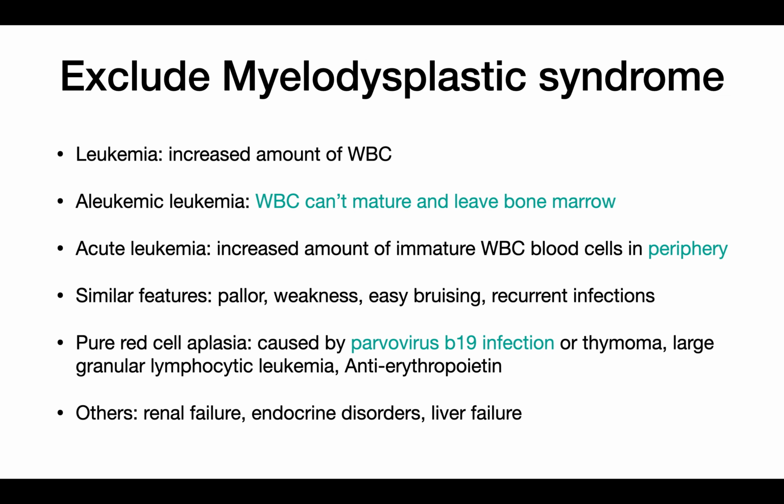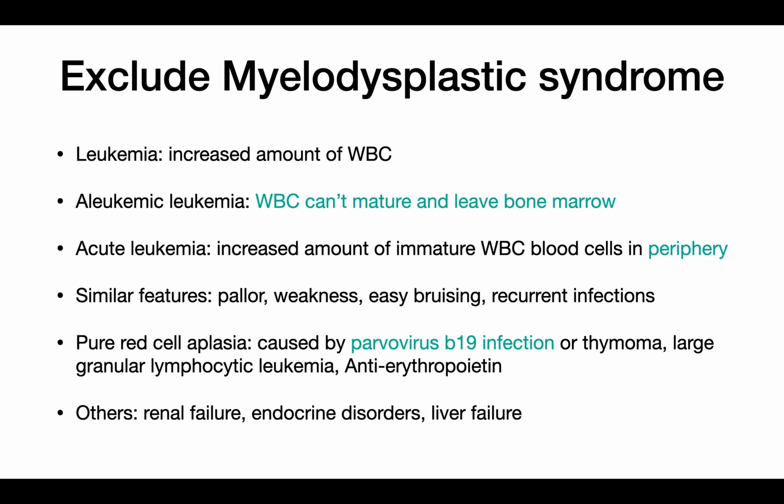So we have to exclude the myelodysplastic syndrome because it can masquerade as a megaloblastic anemia. So in leukemia, there's going to be an increased amount of white blood cells. Aleukemic leukemia is where the white blood cells cannot mature and leave the bone marrow, but they're there. Acute leukemia is going to be an increased amount of immature white blood cell precursors in the periphery, and they all have similar features, so they're all nonspecific.